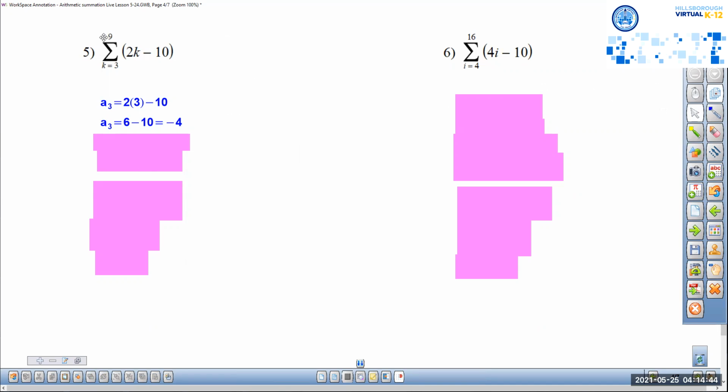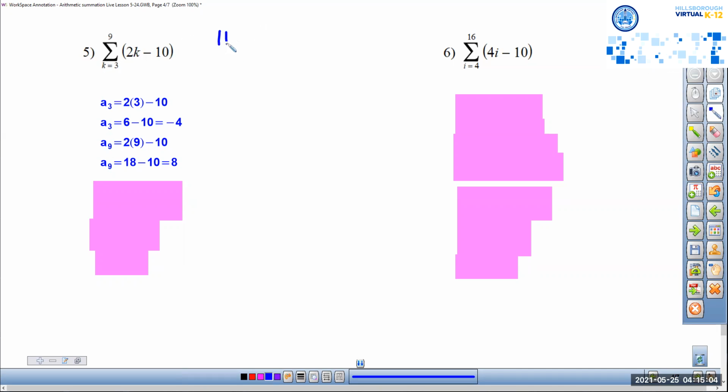We're going to also have to do a sub 9. So 2 times 9 is 18, and 18 minus 10 is 8. And this is where if you do 9 minus 3, is our n going to be 6? Let's see. So starting at 3, 3, 4, 5, 6, 7, 8, 9. So your n is 7. That's why when it's other than 1, you subtract and add 1. So 9 minus 3 is 6, plus 1 is 7.